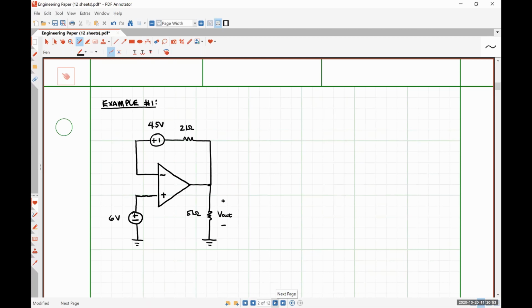So this is a fairly simple and straightforward op-amp circuit. I'm going to write our rules again over here. Op-amp rule number 1: no current flows into or out of the inputs. Op-amp rule number 2 is no voltage drop across the inputs.